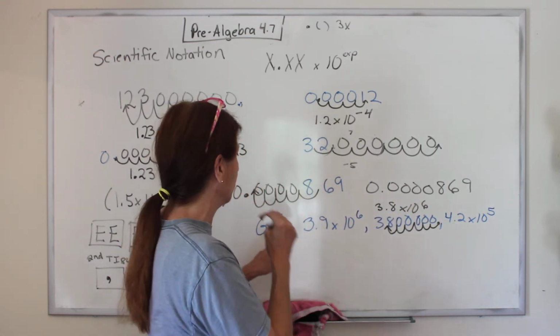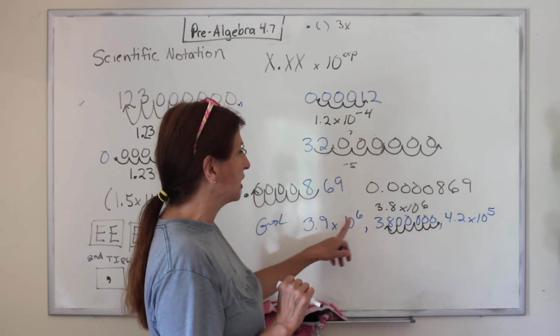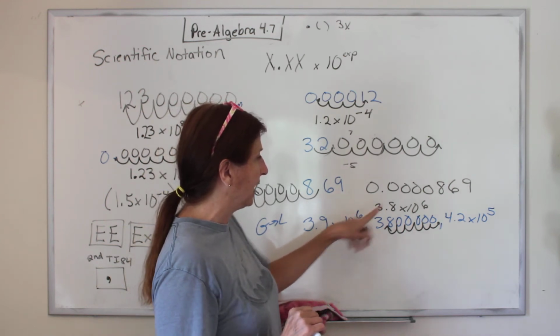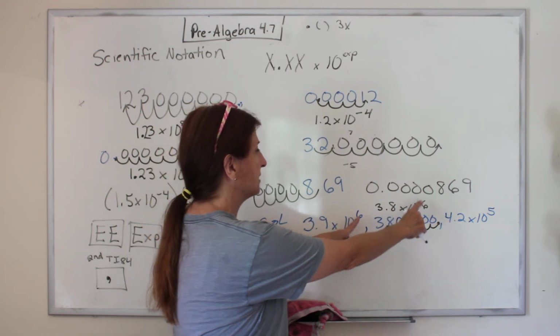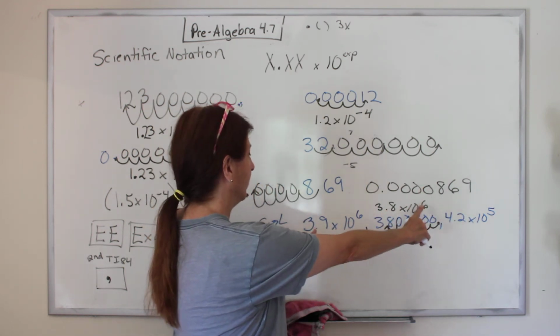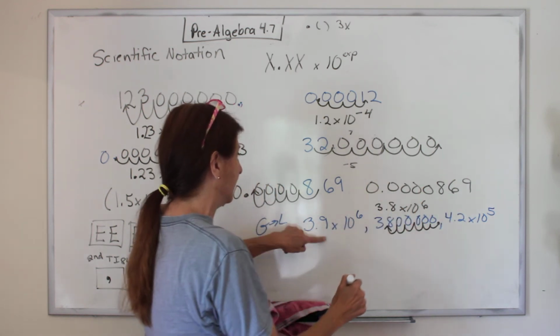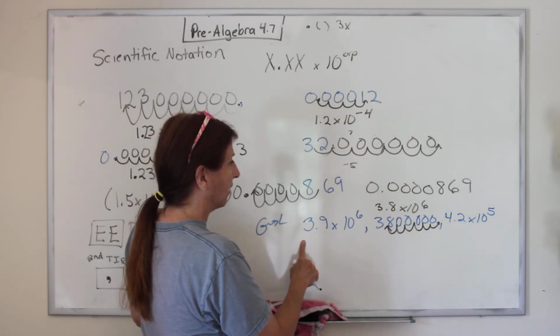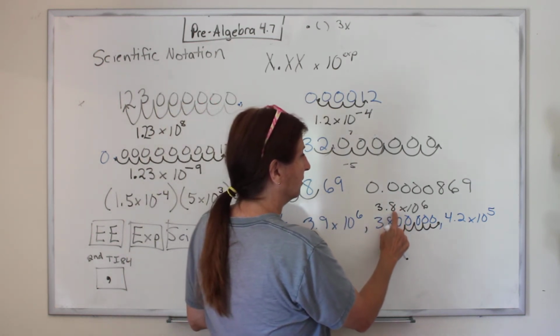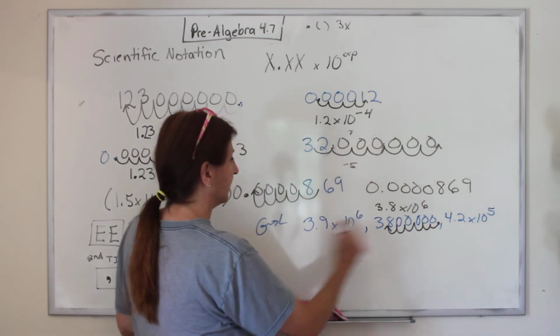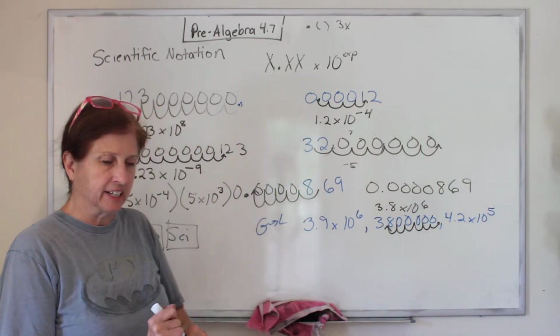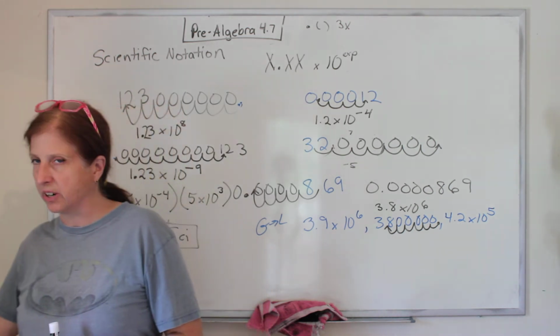Okay, so now the greatest one is going to be the one that has the highest exponent and then the biggest number. So 6 is more than 5 and 9 is more than 8. That's the greatest. That's the middle, and that's the least. They're already in order from greatest to least. They were tricky, giving us one that was already in order.